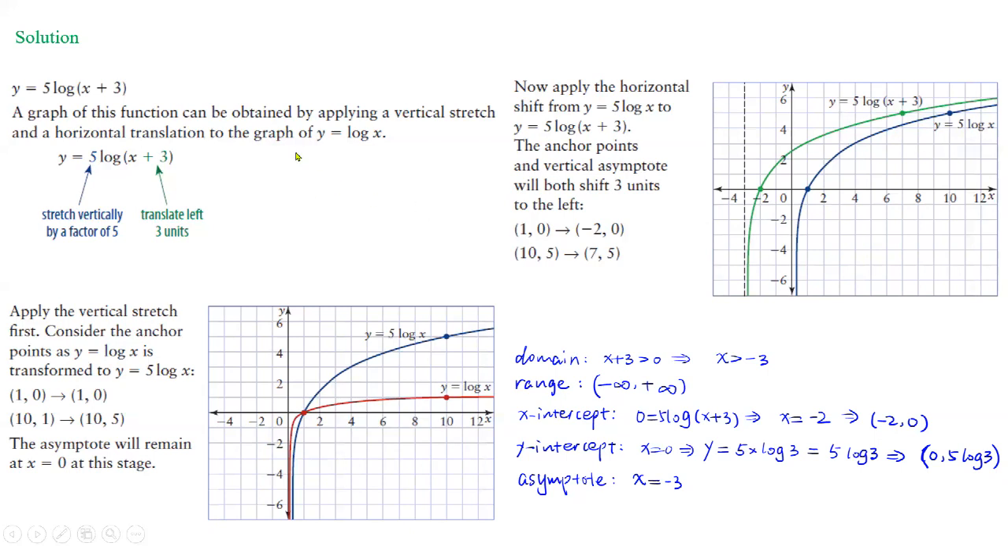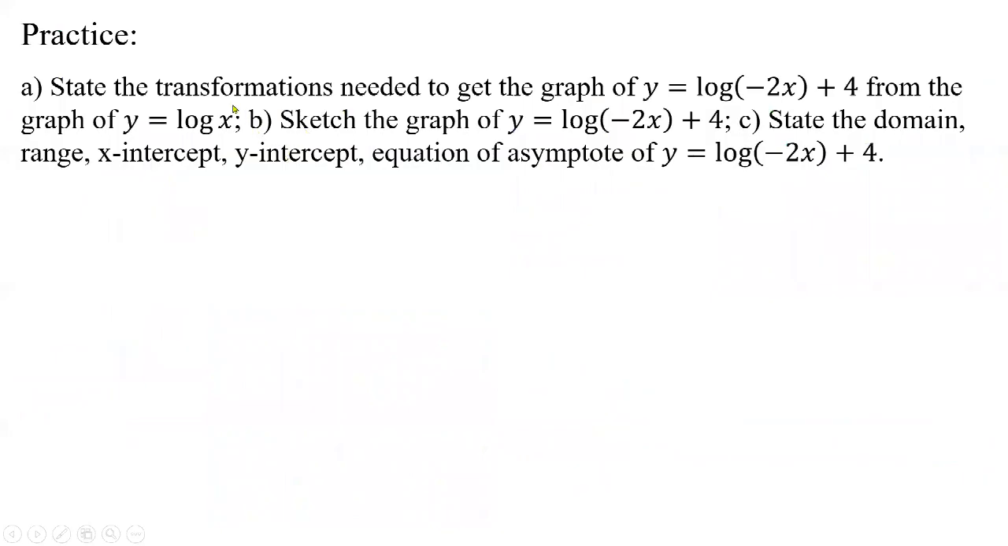All right, so if you don't have any questions, let's see another practice. State the transformations needed to get the graph of y equals log base 10 of (-2x) plus 4 from the graph of y equals log base 10 of x. And then sketch the graph. State its domain, range, x-intercept, y-intercept, and equation of asymptote. Okay, I'll give you 5 minutes to think about this question first.